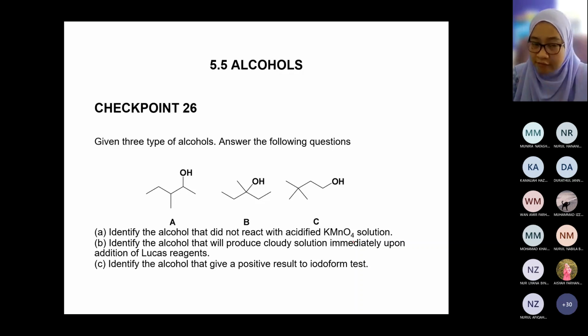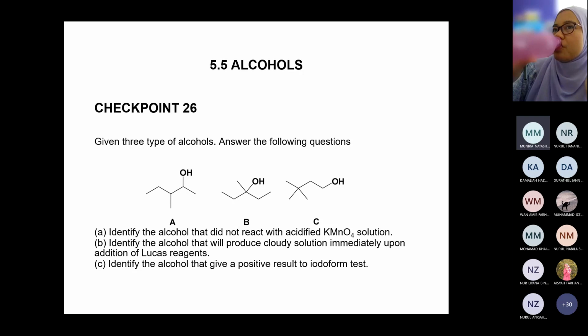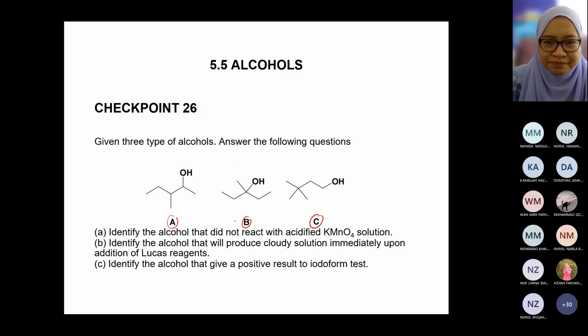Okay, so far what we have learned previously, the alcohol that won't react with KMnO4 is, guys, what? The alcohol that won't react with an oxidizing agent. Which one? Tertiary alcohol. Very good. It's tertiary alcohol. Tertiary alcohol cannot be oxidized because there's no hydrogen. So you have to identify which of A, B and C is tertiary.